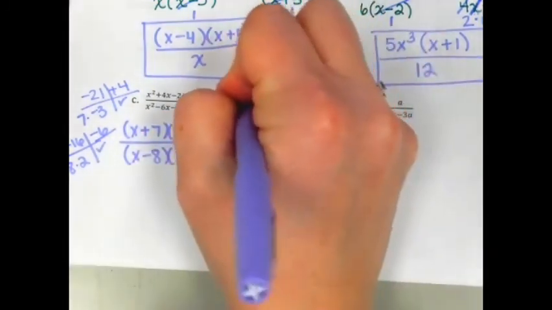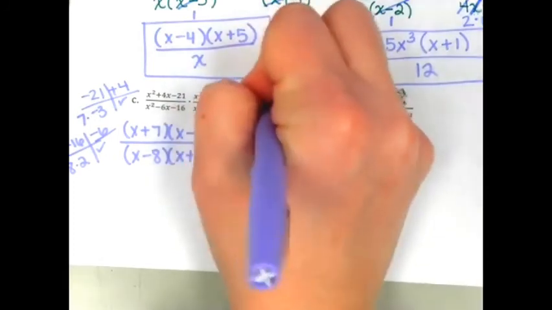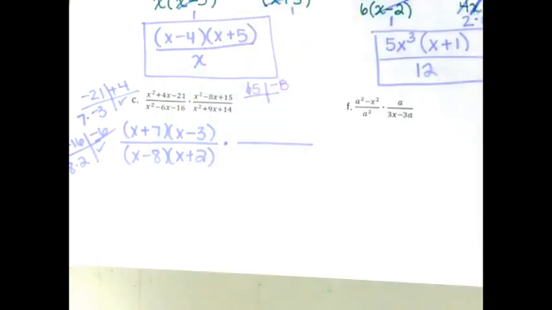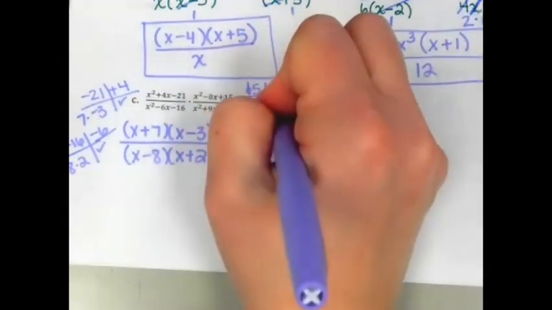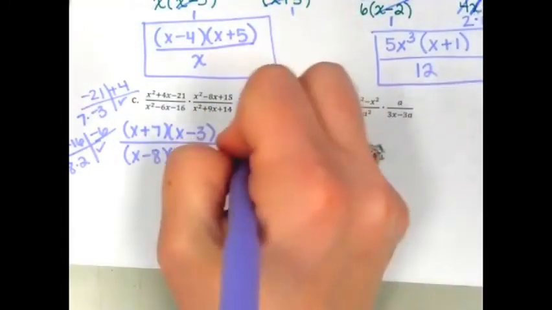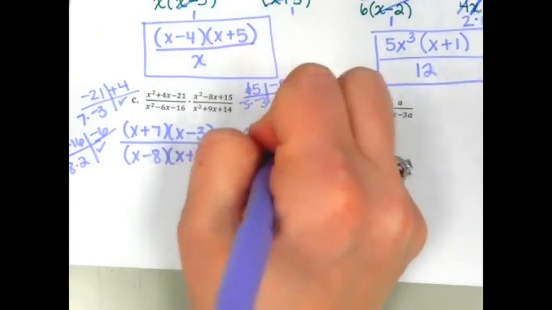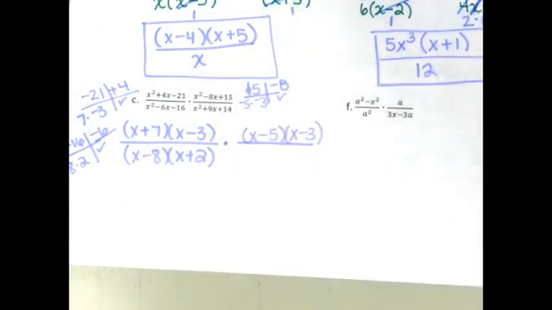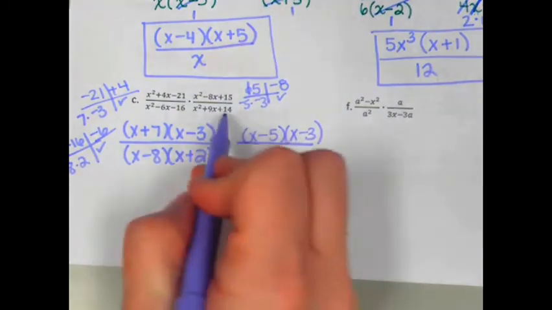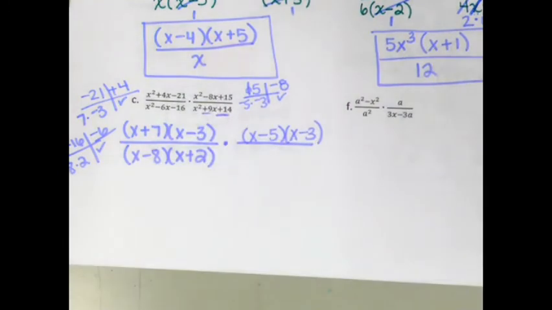What times what is 15 that adds to be negative 8? Negative 5 and a negative 3. Is that what you said, Michael? Okay. Good. So we have x minus 5, x minus 3. All right, and then the last one. What times what is 14 that adds to be 9?